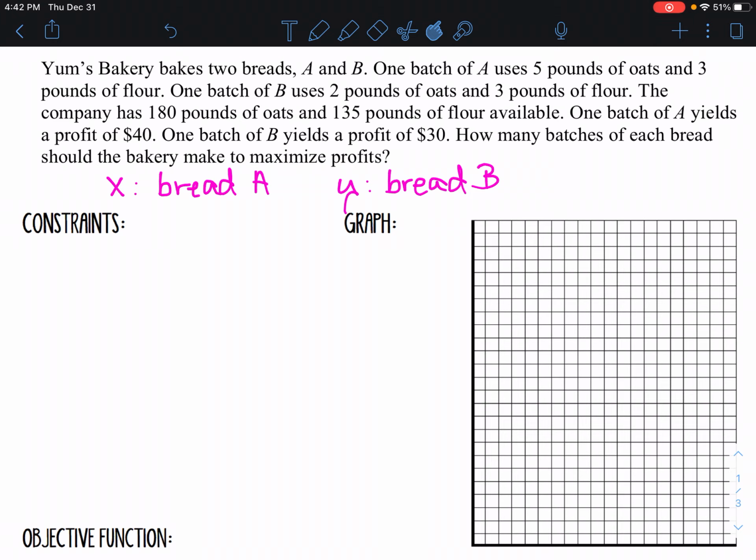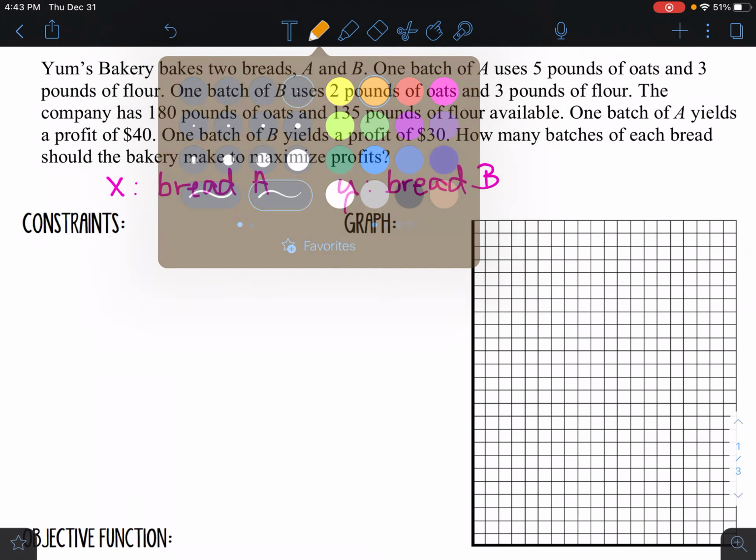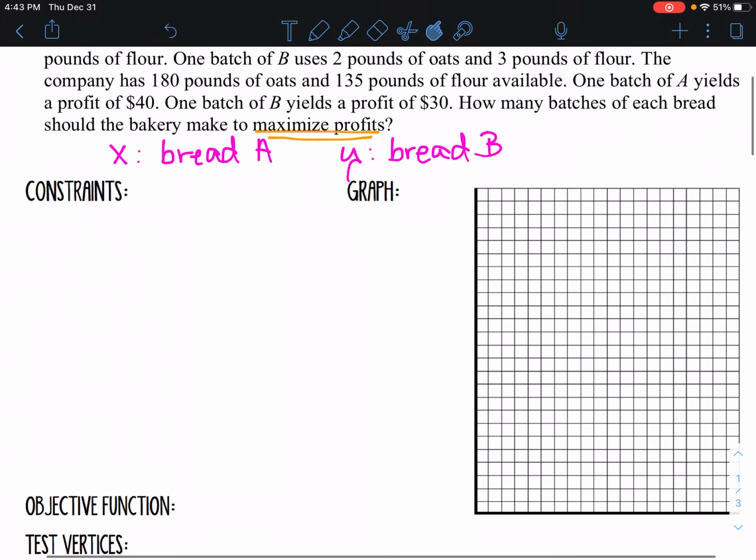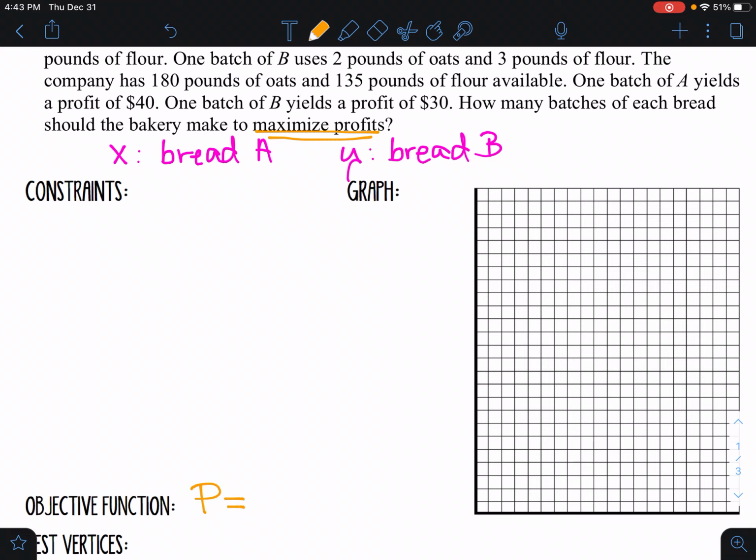Remember, the objective function is an equation. It is the thing you are trying to maximize or minimize. Okay? So it says in the last sentence here, I'm going to change colors here, so we are trying to maximize profits. So I know my objective function. I'm going to go down here. In my objective function, I'm going to use P for profit. And it's an equation, so I'm going to put an equal sign. Now you can use any letter there, but it makes sense to use P for profit.